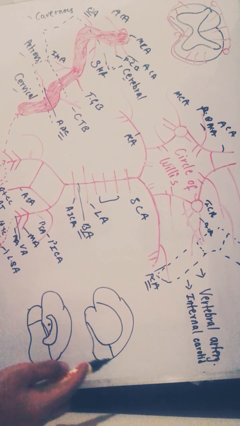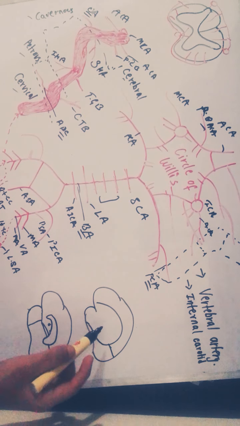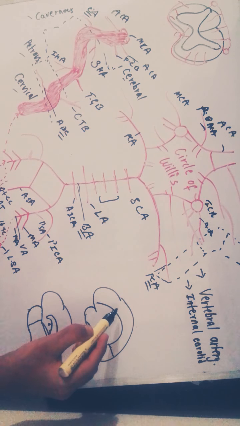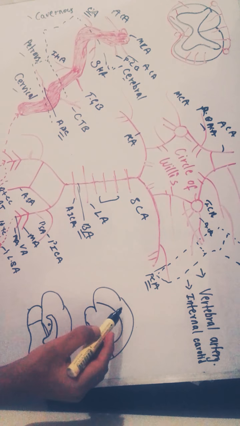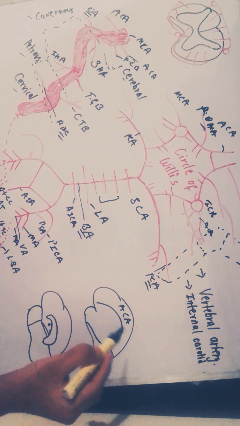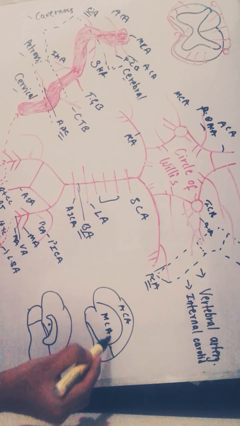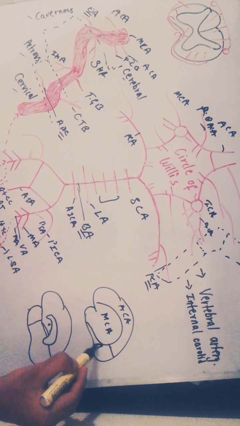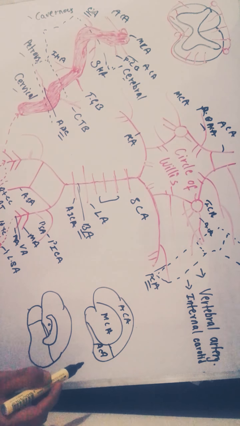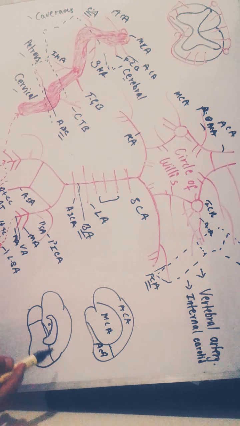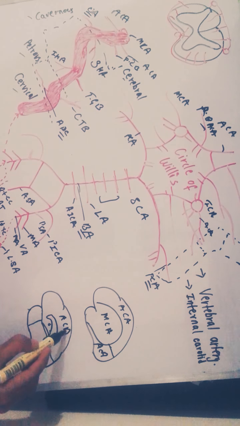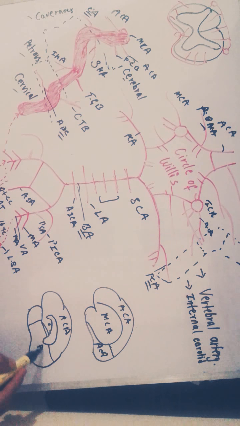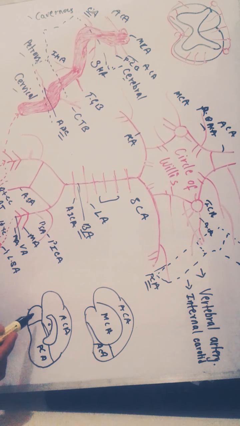So this is the cerebrum from lateral view. So it has three parts. The superior lateral part is supplied by the anterior cerebral artery, middle part by the middle cerebral artery, and the posterior part by the posterior cerebral artery. And on the medial surface, the upper part is supplied by the anterior cerebral artery, lower part is supplied by the posterior cerebral artery, and this part is supplied by the middle cerebral artery.